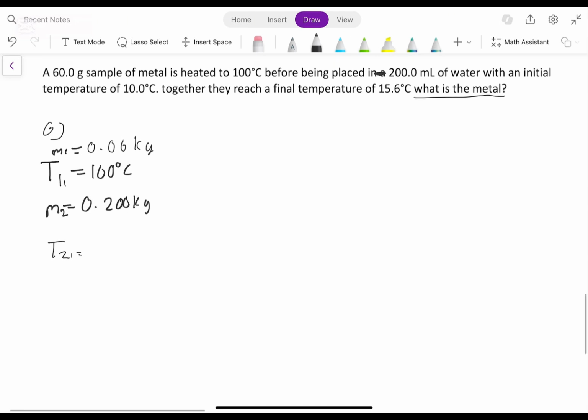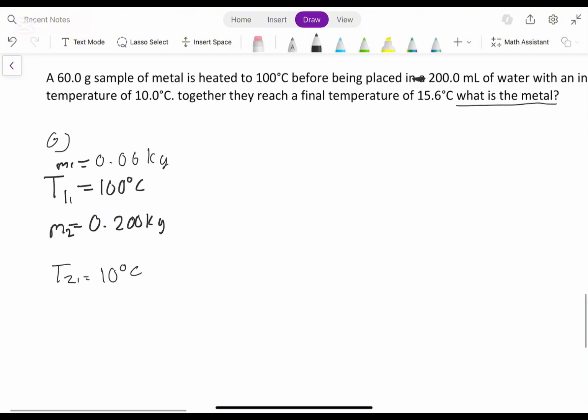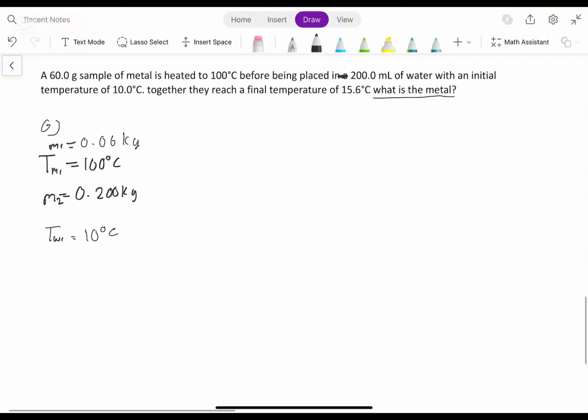Now we know T2 1 is going to be 10 degrees Celsius. Actually, a better way of labeling them would be putting what they are. So we can put M1 metal 1 and then water 1. That's a better way, I believe, to label them. And then that says that together their final temperature is 15.6 degrees Celsius. So their final temperature is the same for both. So we know that the final temperature for the metal is going to be 15.6 degrees Celsius, and for the water is going to be 15.6 degrees Celsius.